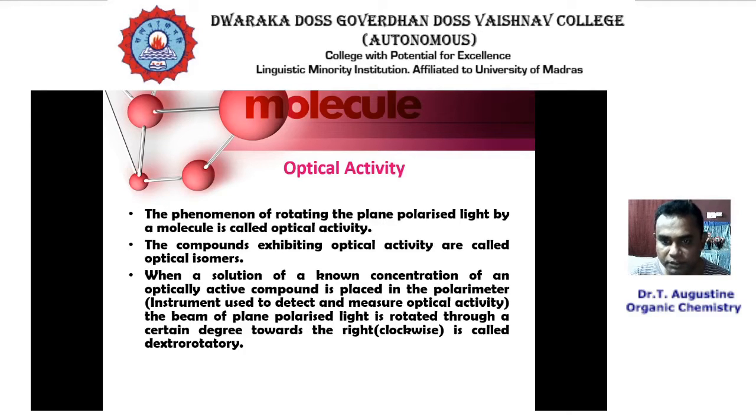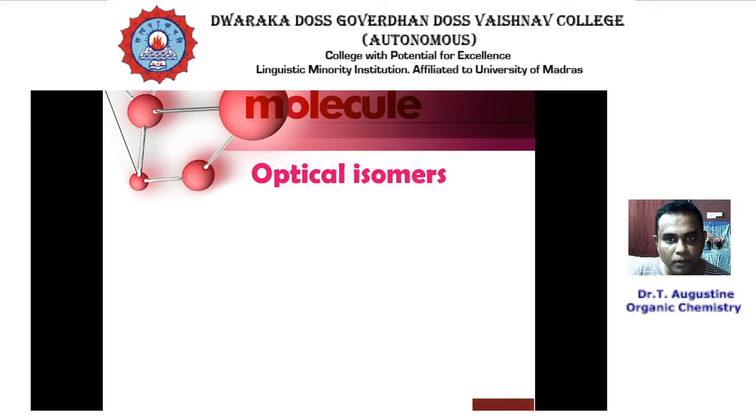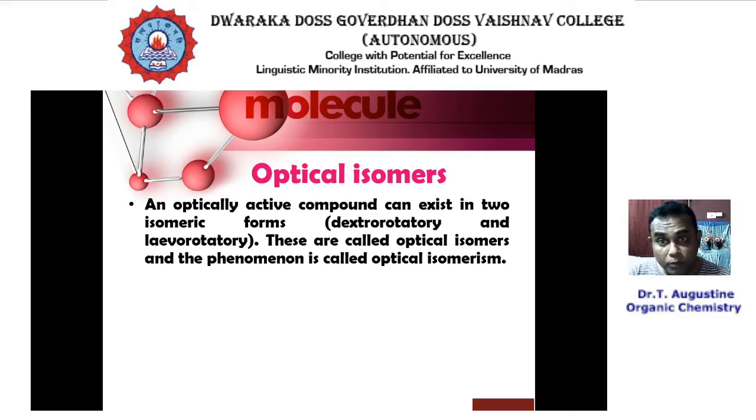When it is rotated towards the right or clockwise, you call the corresponding compound dextrorotatory, and if the compound rotates the plane polarized light to the left or anti-clockwise, then we call the compound levorotatory. An optically active compound can exist in two isomeric forms, namely dextrorotatory and levorotatory. These are called optical isomers, and the phenomenon exhibited by these compounds is called optical isomerism.